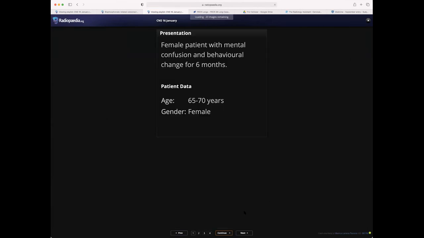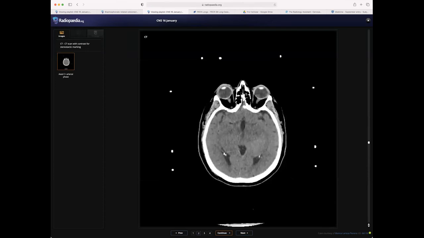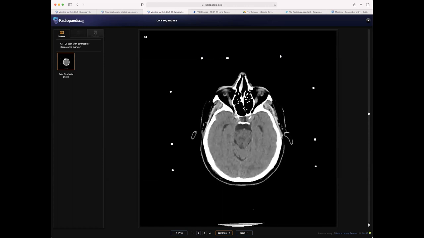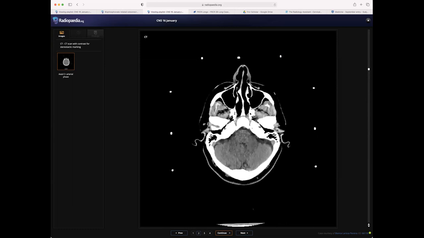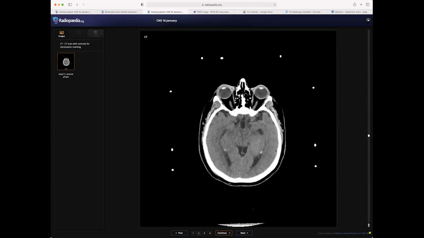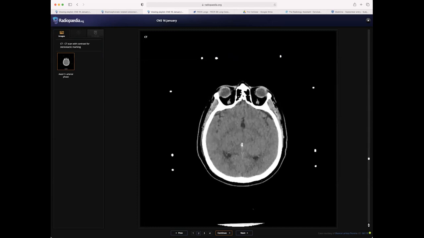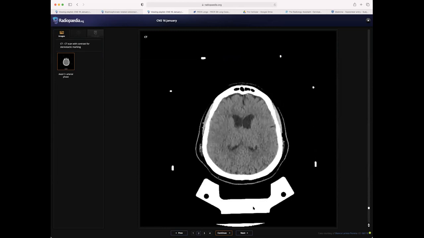So this is a female patient with mental confusion and behavioral changes for 6 months, 65 to 70-year-old female. I am provided with the non-contrast CT brain. There appears to be hypodensity within the region of the brainstem, in the region of the pons.